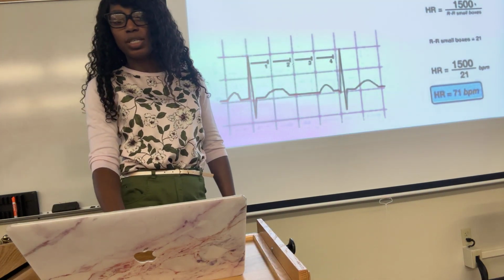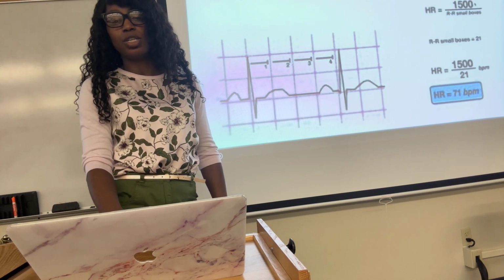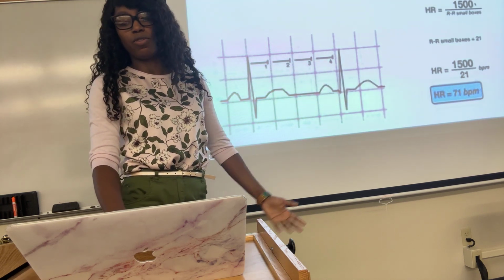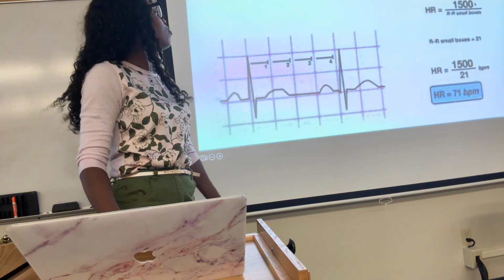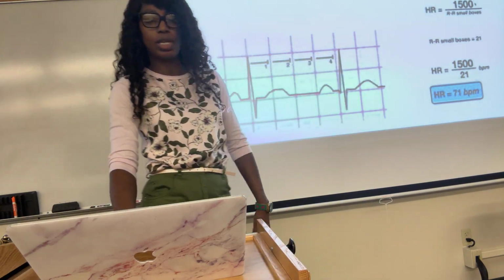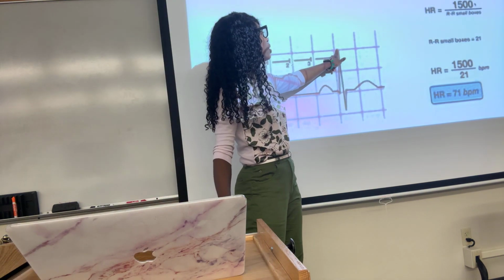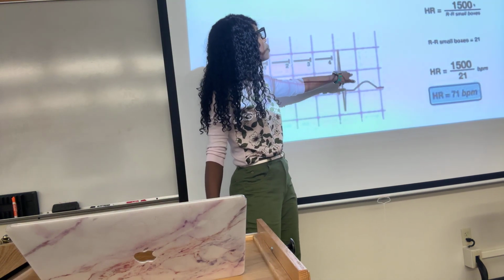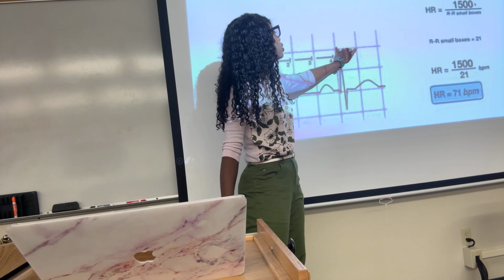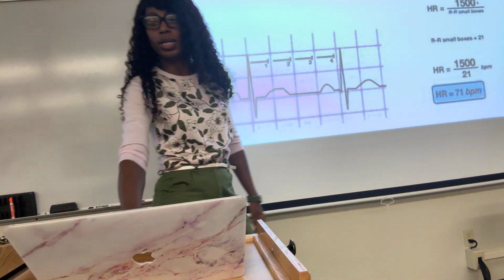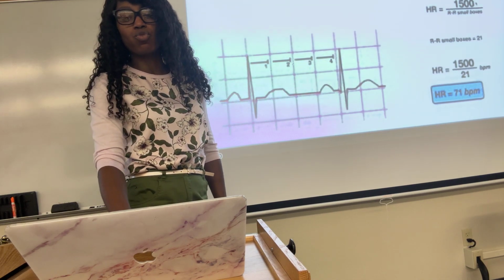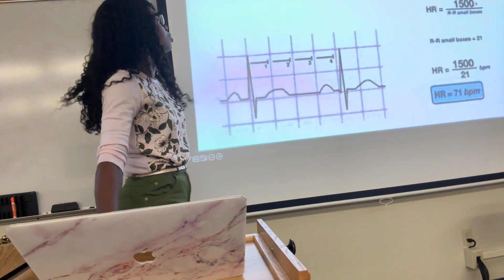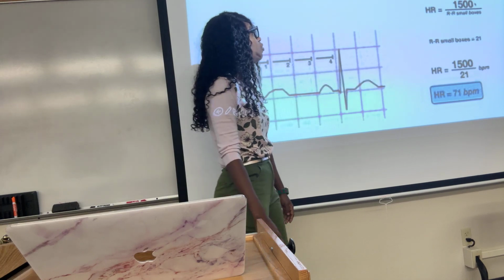Okay. So next you will take the 1,500 and divide it by the number of small boxes. So it will be 1,500 divided by 20. And then we put 1 more, because that looks like it's like 1. Since this is like 5, so it's like 1, 2. So that's 1. So that's 21. And this works well for regular and fast heart rates. So that is how you do the rule of 1500.